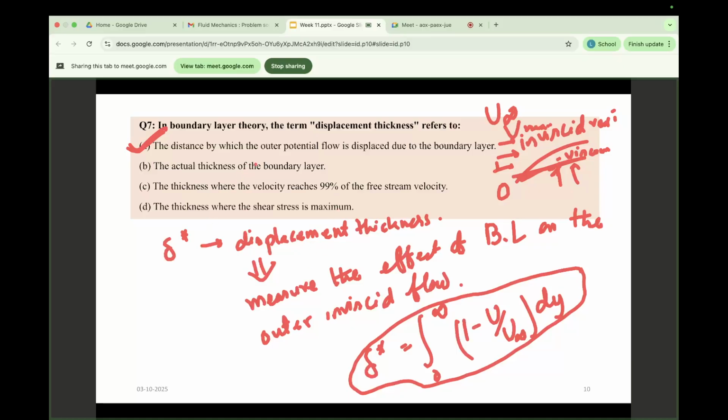No, option B is not correct because it is not the actual thickness of the boundary layer. The actual thickness is delta. The thickness where the boundary reaches 90 percent, no, it is also not the correct answer. So the correct answer is option A.